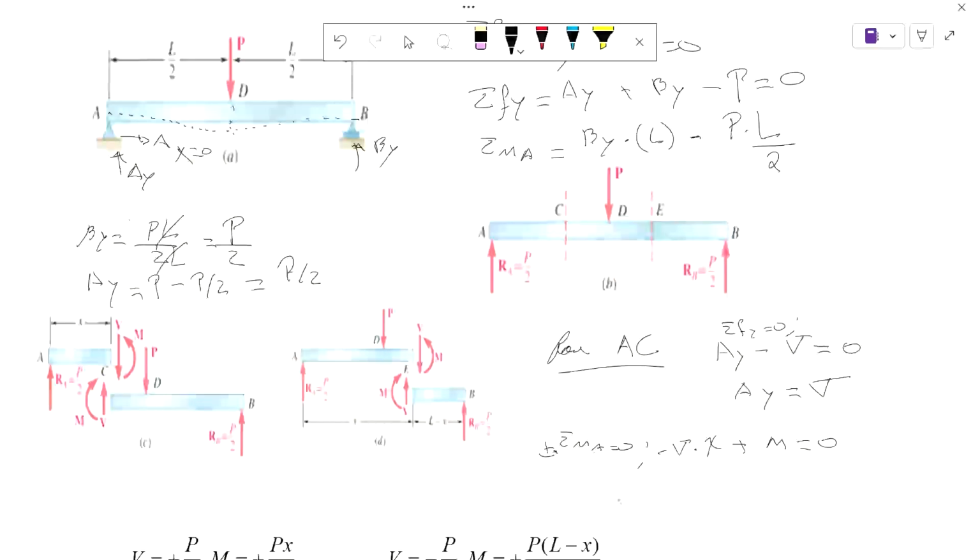So M is equal to V times X, but we said that V is equal to AY, and we said that AY is P over 2. So moment is equal to P over 2 times X. It's positive moment for this case. All right, now what we have to do is for AB.